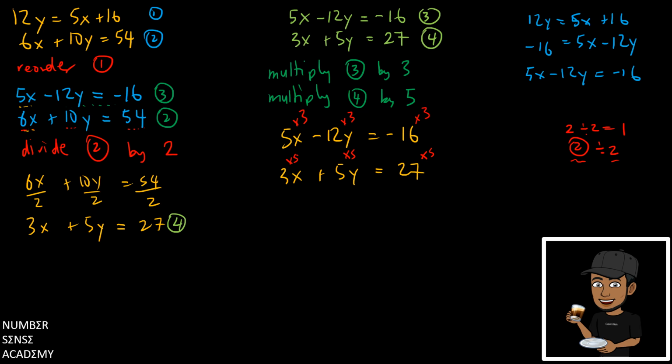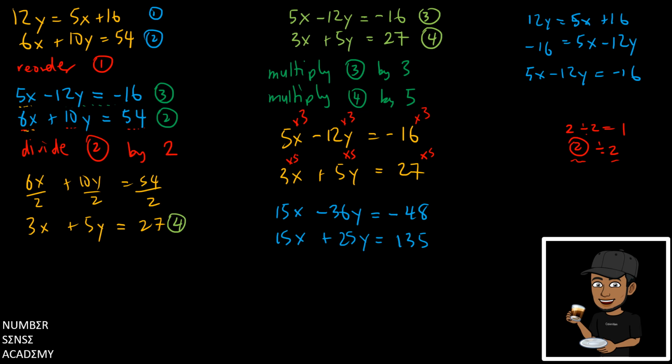So 5 times 3, and we're just multiplying the coefficients, 15x, and I have minus 36y is equal to negative 48. And then for the bottom, I have 15x plus 25y equals 5 times 27. 10 times 27 is 270, so 5 times 27 is 135.